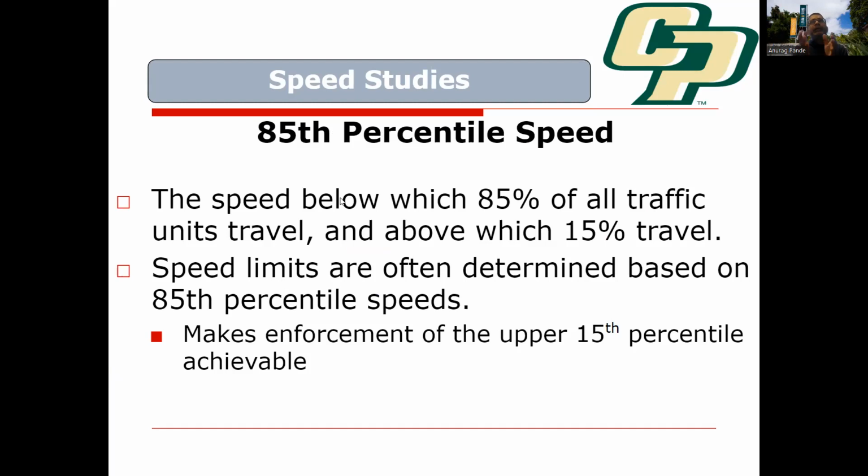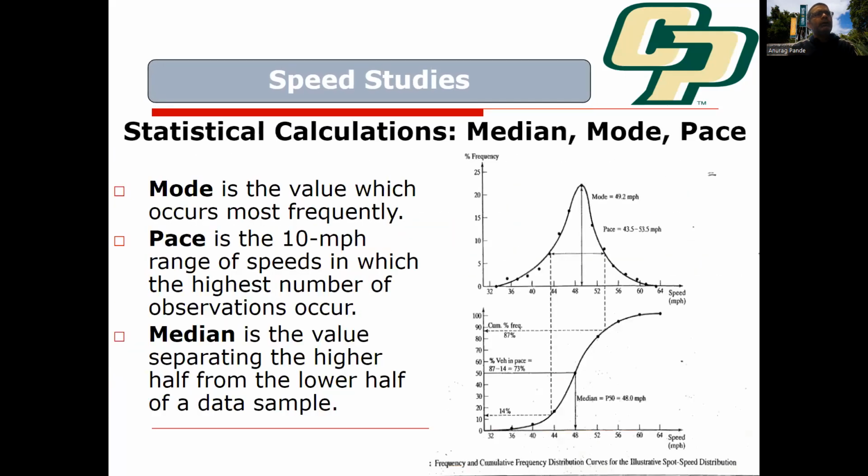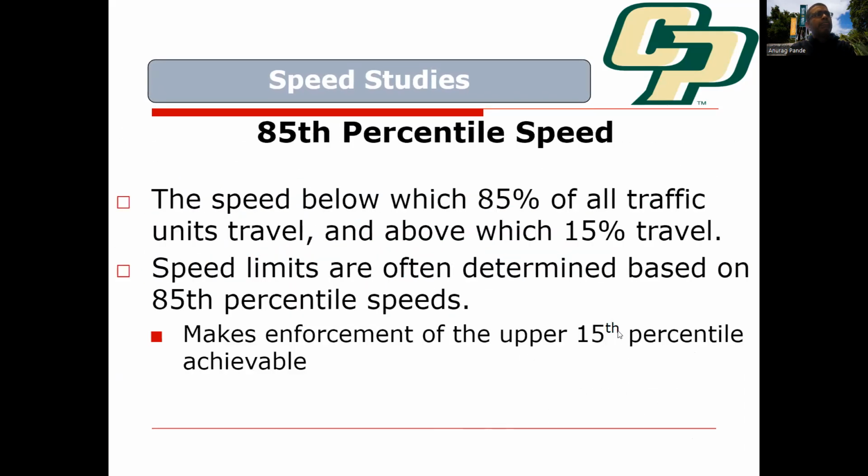So when we create the histogram chart and when we create the S-curve that I showed you a few slides ago, we can draw a line at the 85th percentile and figure out the speed at which 85% of the drivers drive at or below that speed. And that would often correspond to our speed limit. You should be able to derive that from your data when you create that S-curve that I just showed you.